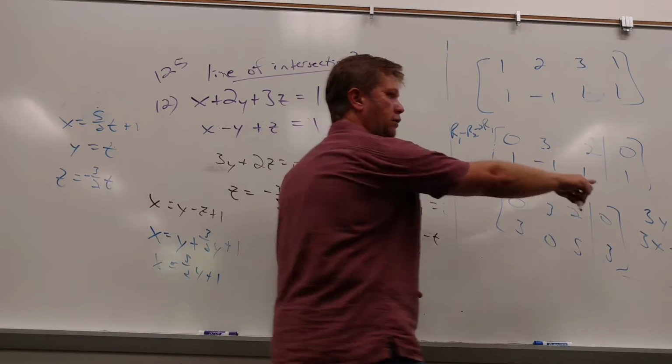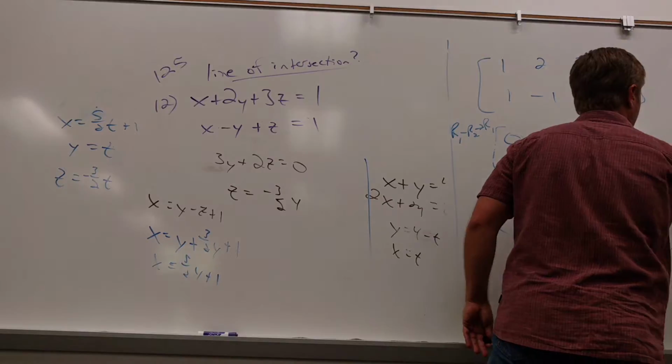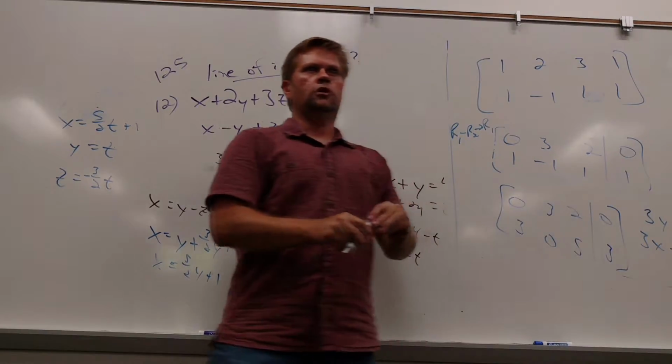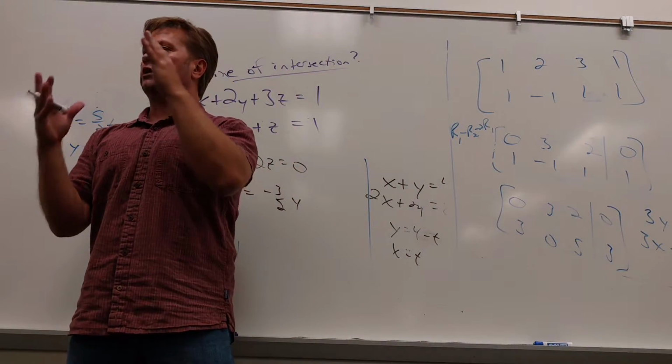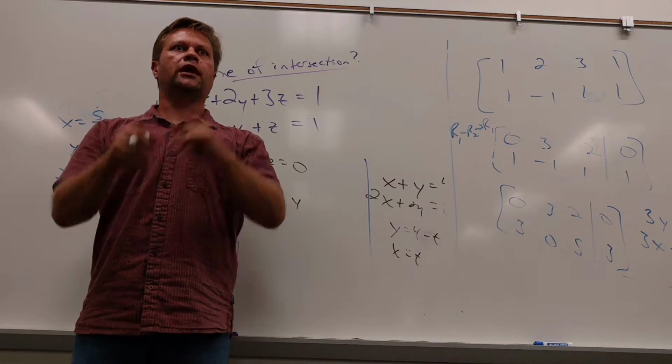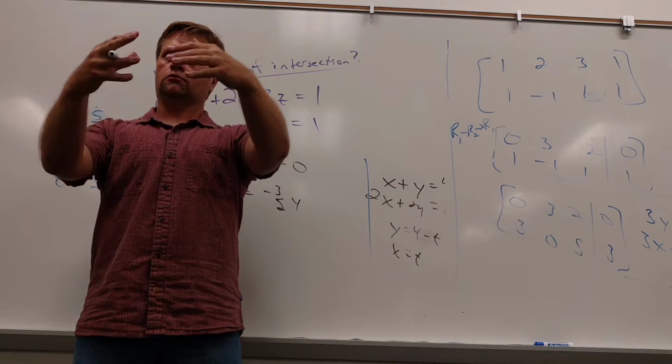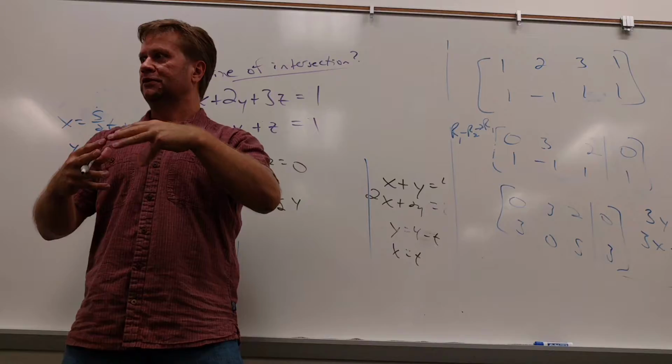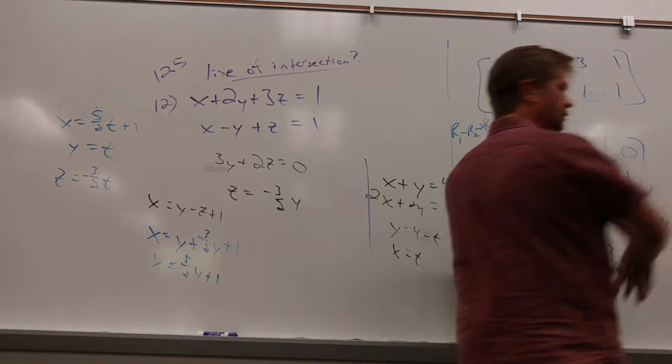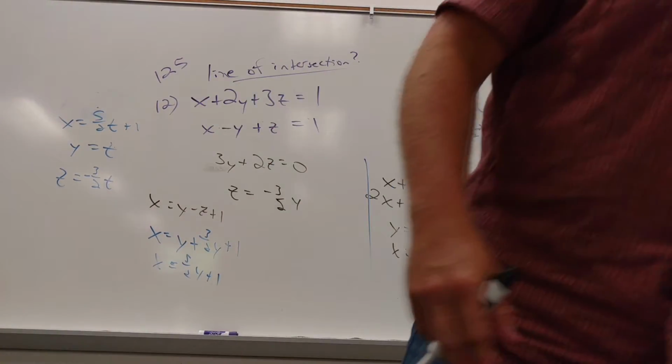Especially when you look back down, you say, if we let z be t, I get... Because I don't have enough information to make a single answer. But I do have enough information to make a plane of answers. Or in this case, a line of answers.